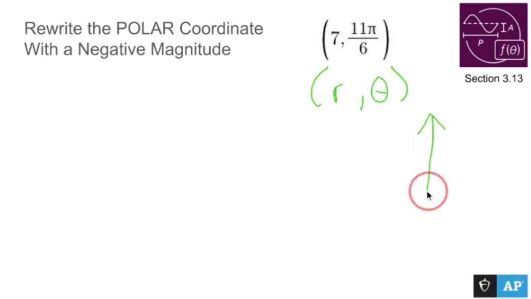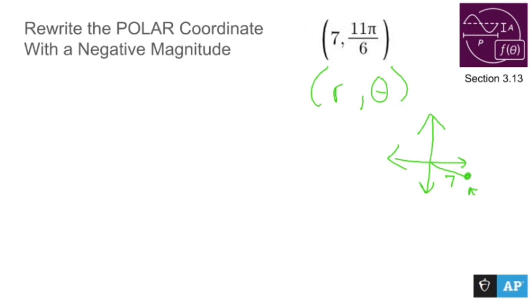So, graphing something like this, right? There's my direction, 11 pi over 6 is you spin it all the way around. So it's basically like that. And we have something that's 7 units long. And so my point would live right there. Okay. Now, they want us to do a negative magnitude.